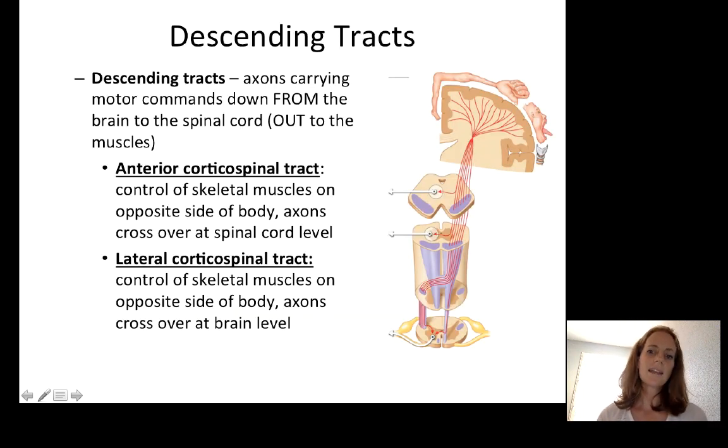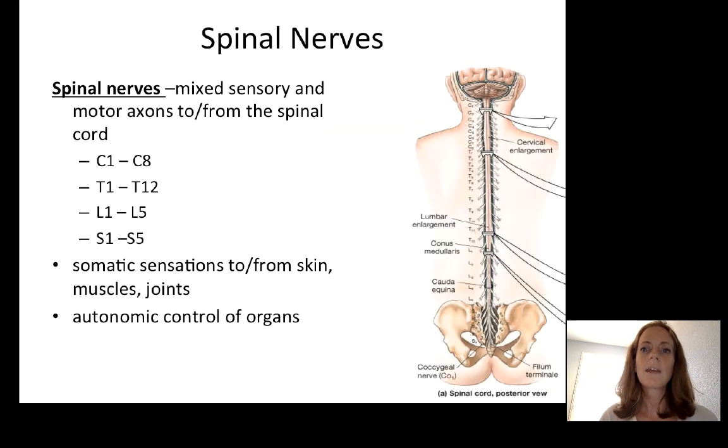So those were all ascending tracts, which are going to be sensory tracts. After that, the nervous system will integrate and decide what to do, and then send information down the descending tracts, which include the anterior corticospinal tract and the lateral corticospinal tract. We'll talk a bit more about these when we get to the efferent nervous system.